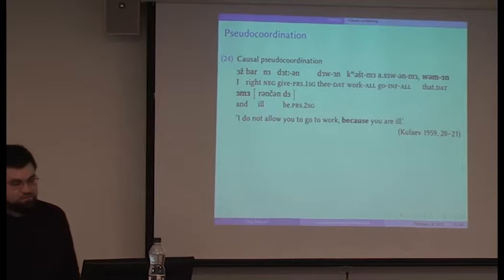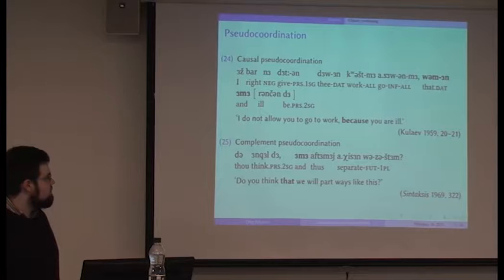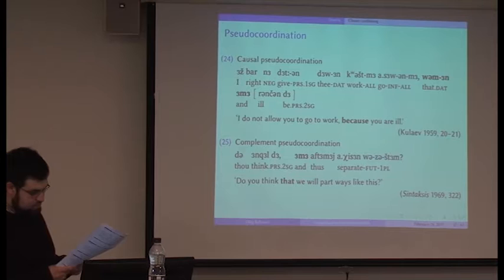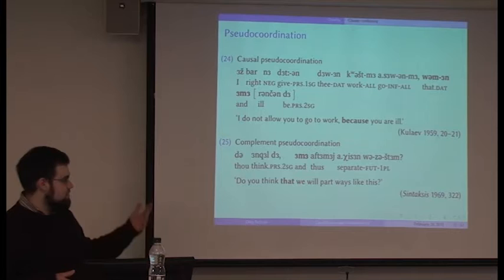The second construction which I will be looking at is so-called complement pseudo-coordination, where the conjunction and is used to introduce a complement clause, like in 25. Do you think that we will part ways like this? This is the translation. And literally the sentence means, do you think and we will part ways like this? So this is somewhat similar to English try and, with the difference that here you combine not just heads but whole clauses with their own subjects and their own structure.